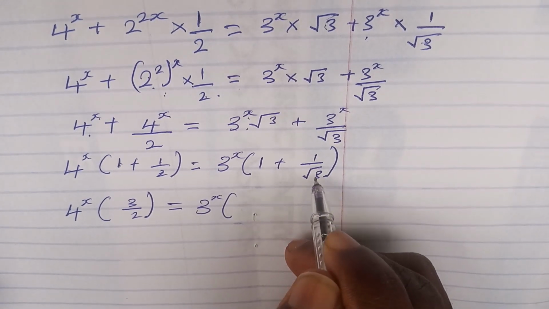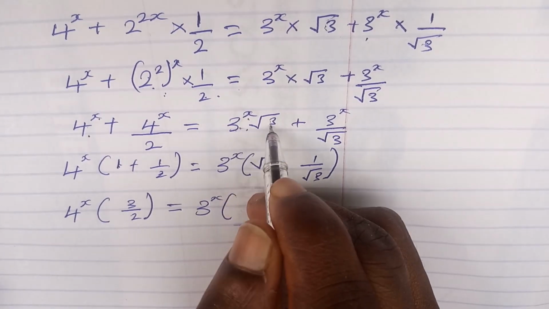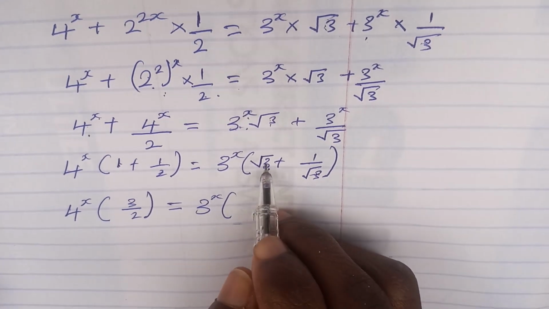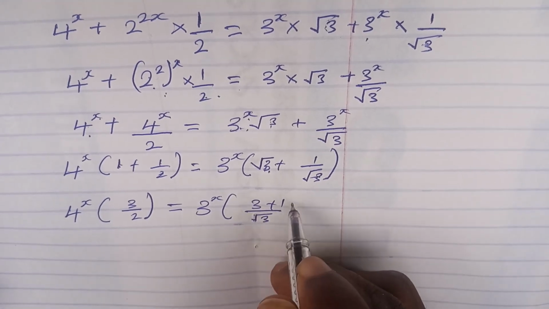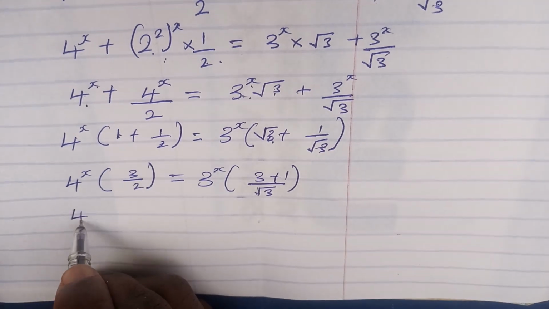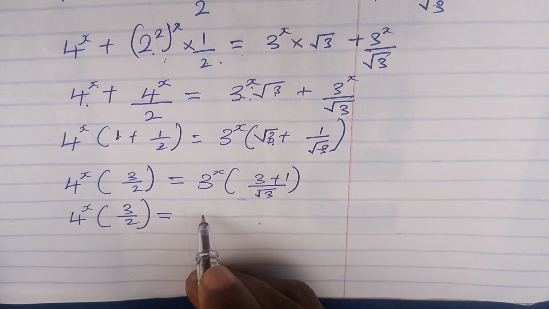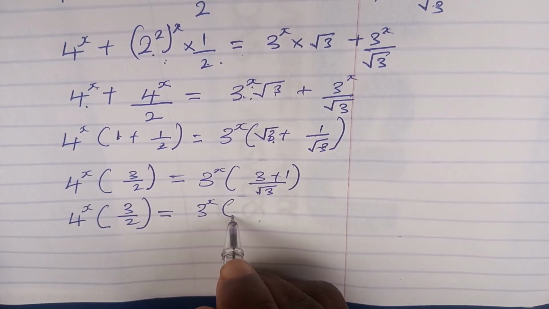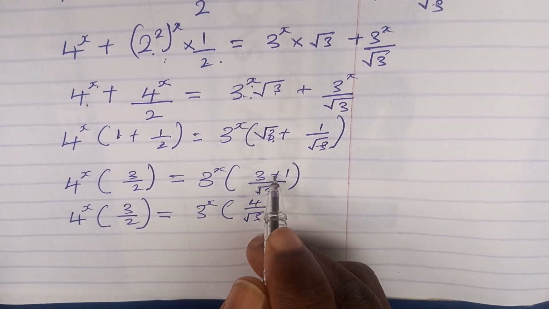Recall, we have root 3 here. Root 3, because by the time we factor out, we have root 3. So this point is root 3. If you look for the LCM, this times this is going to give us 3 plus 1 over root 3, close the brackets. So since we've gotten this, we can have 4 to the power of x, open bracket, 3 over 2, close the bracket, is equal to 3 to the power of x times 4 over root 3, because 3 plus 1 is going to give us 4.